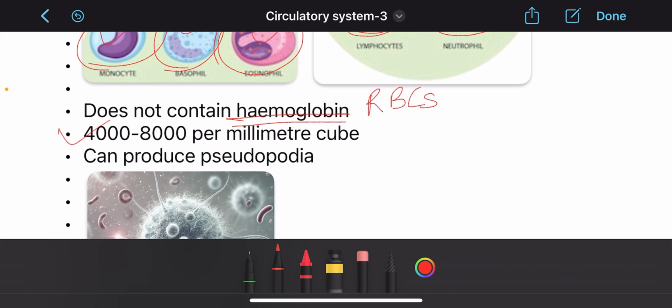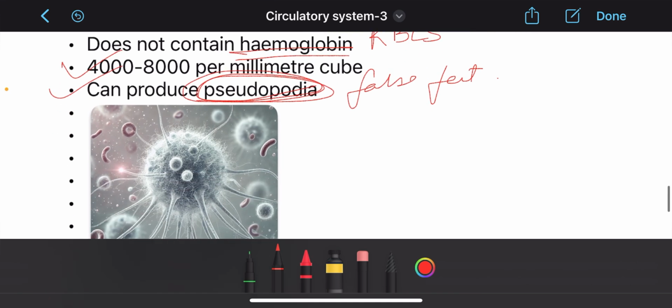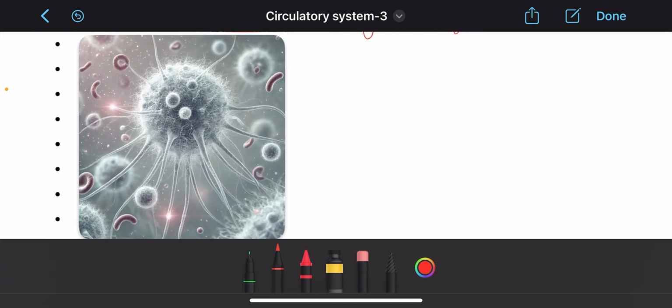There are about 4,000 to 8,000 WBCs per millimeter cube in blood, which can produce pseudopodia. Now what are these pseudopodia? These are false feet. Now in the image given below, we can see that the WBCs are sending long leg-like or feet-like structures which are known as pseudopodia.